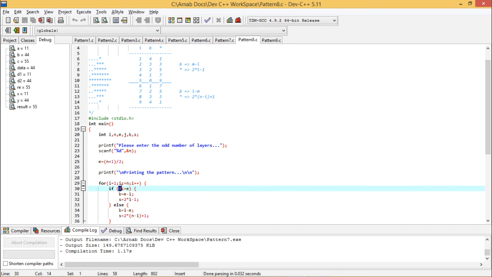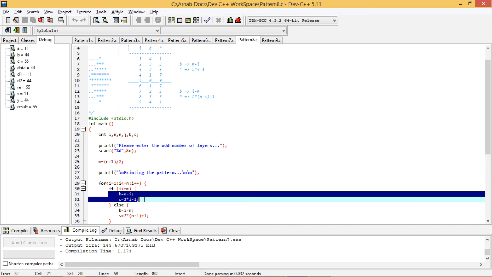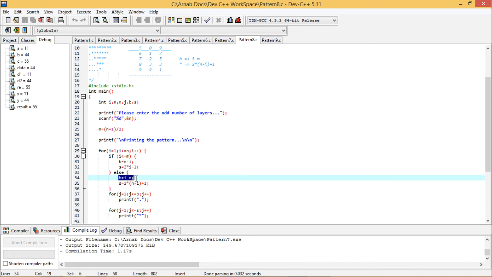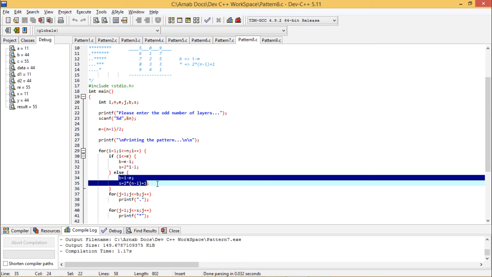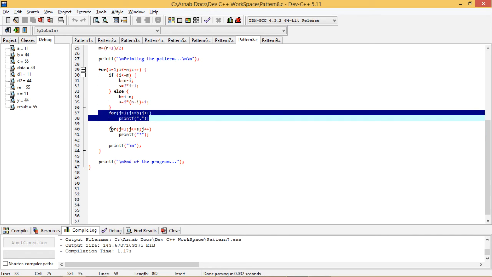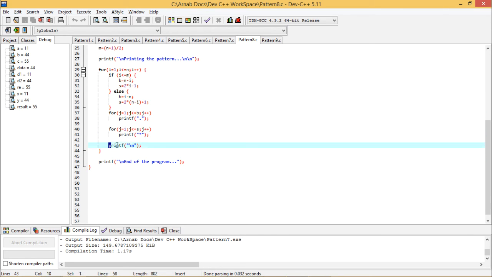So in the upper half, that means I is less than or equal to m, here we have written m minus I and 2 star I minus 1. In the lower half we are having I minus m and 2 star n minus I plus 1. So here we have written I minus m and s is equal to 2 star n minus I plus 1. So either using this pair of equations b and s is getting updated, or using the other pair of equations b and s are getting updated. Now my purpose is to print b number of blank spaces and s number of stars and then one line break, and that will be the end of the program.